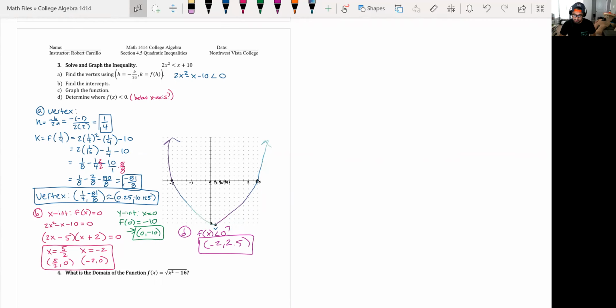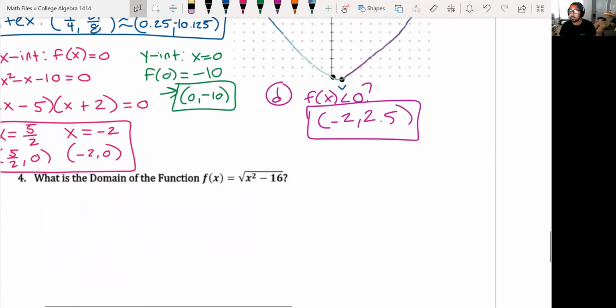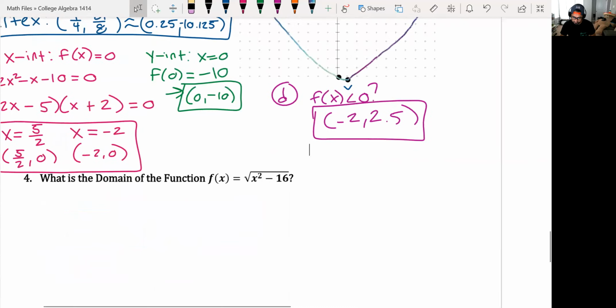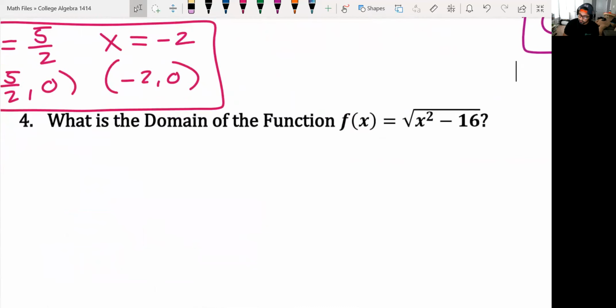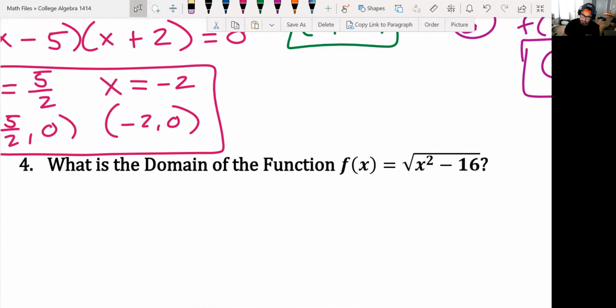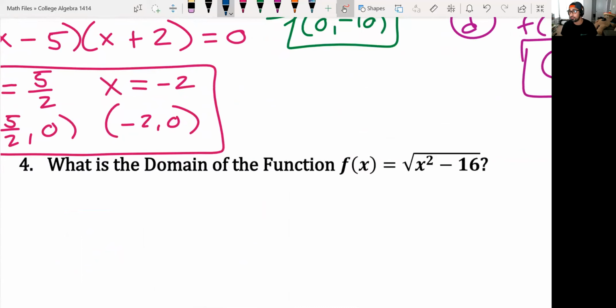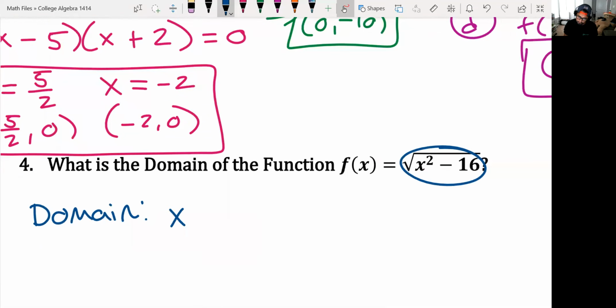Okay. Last question is the domain. What is the domain of this given function, the square root of x squared minus 16? First thing we should note is that this is a square root function. So to find the domain of any square root function, you always take whatever's inside the house and set it greater than or equal to 0.